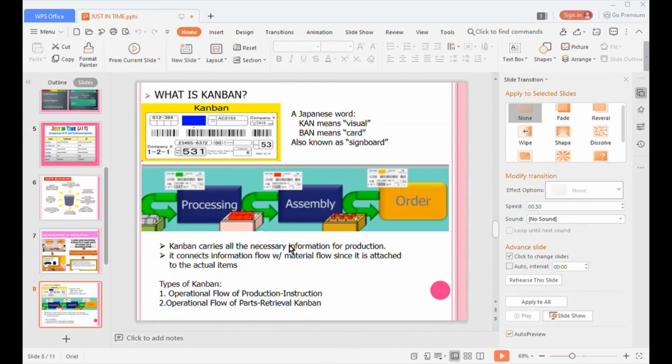Alright, so what is Kanban? So this is a Kanban, a visual card, also known as a signboard. Okay, so from order, the product carries the Kanban to assembly to processing. Okay, and Kanban carries all the necessary information for production, and it connects information flow with material flow since it is attached to the actual items.